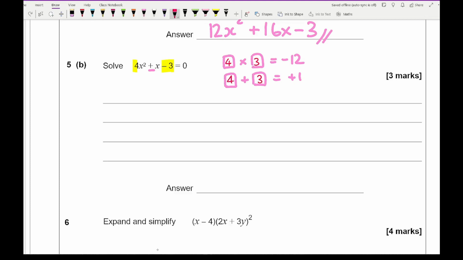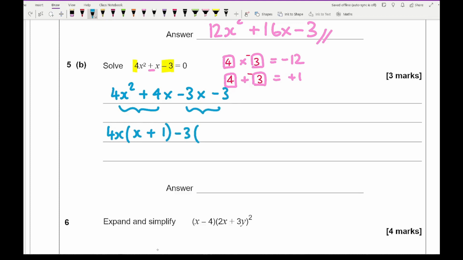Now for me to have minus 12, one of the numbers needs to be negative, but because the coefficient of x is positive, it means the bigger number is going to be positive. So here it's going to be minus 3. So then substituting that all in, I get 4x squared plus 4x minus 3x minus 3. Then it's just a case of factorising the pairs. So I take 4x out, which leaves me with x plus 1. And then taking the 3 out, I get x plus 1 again. So then factorising this, I get 4x minus 3 and x plus 1.